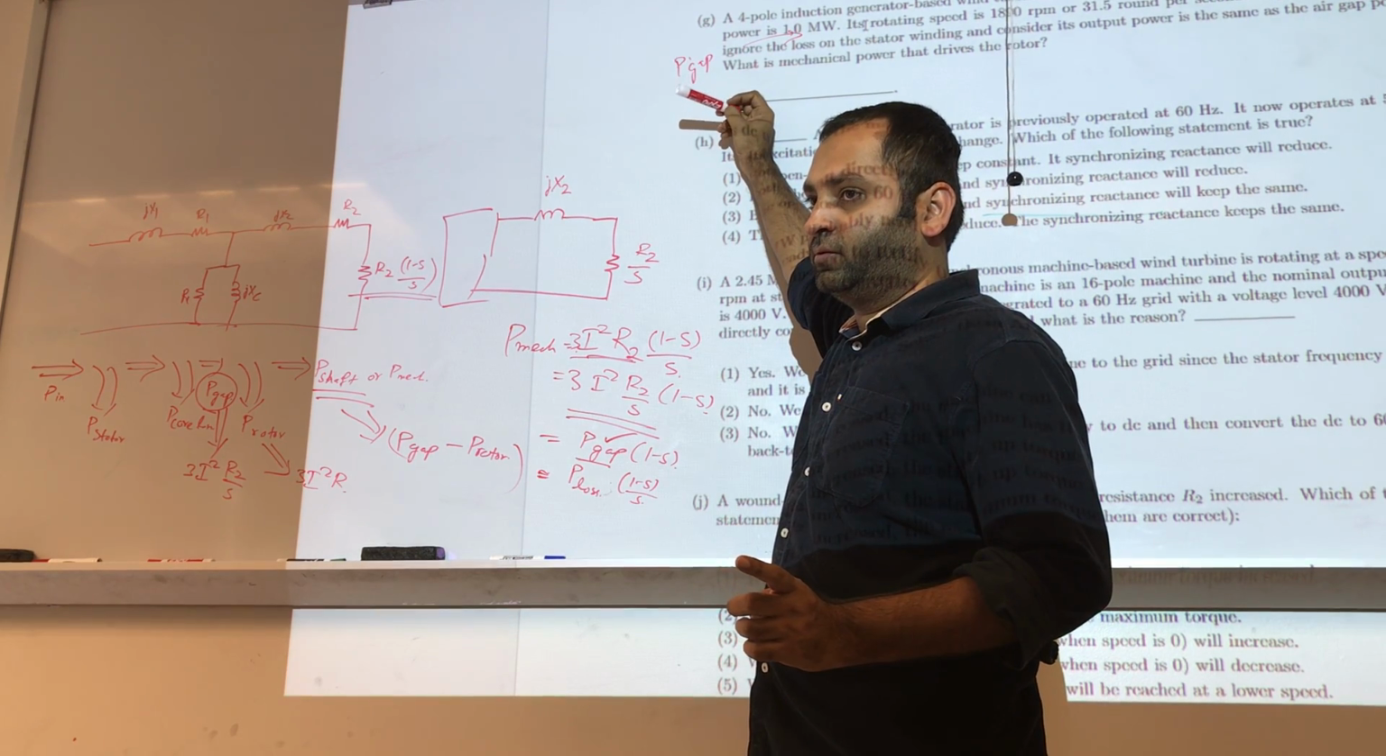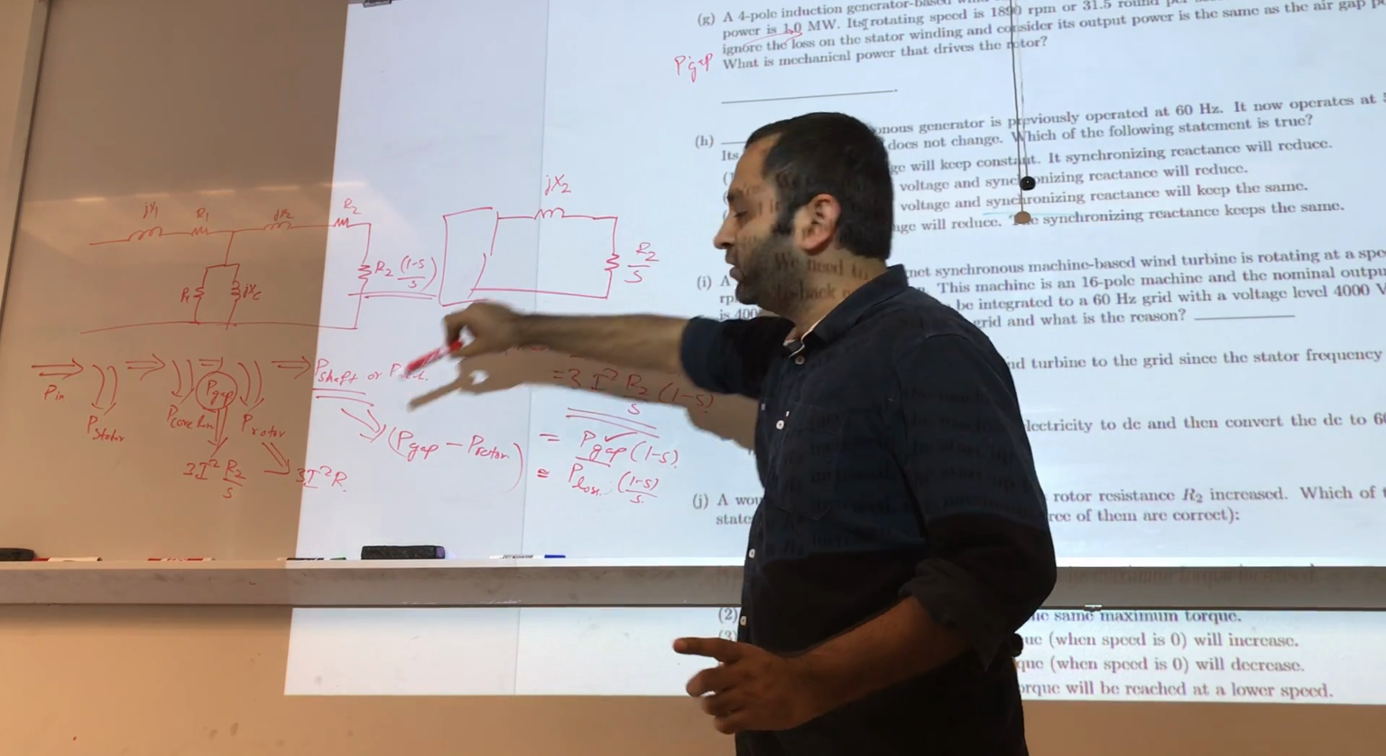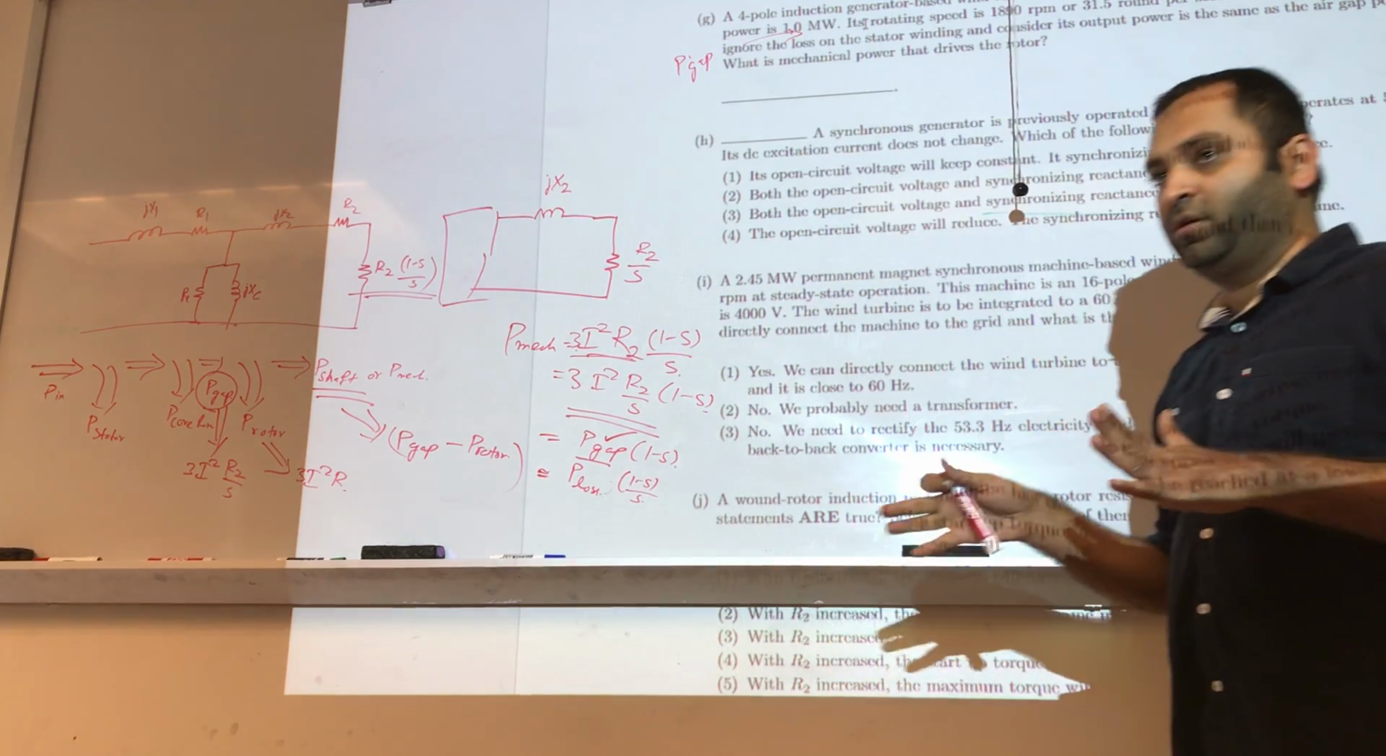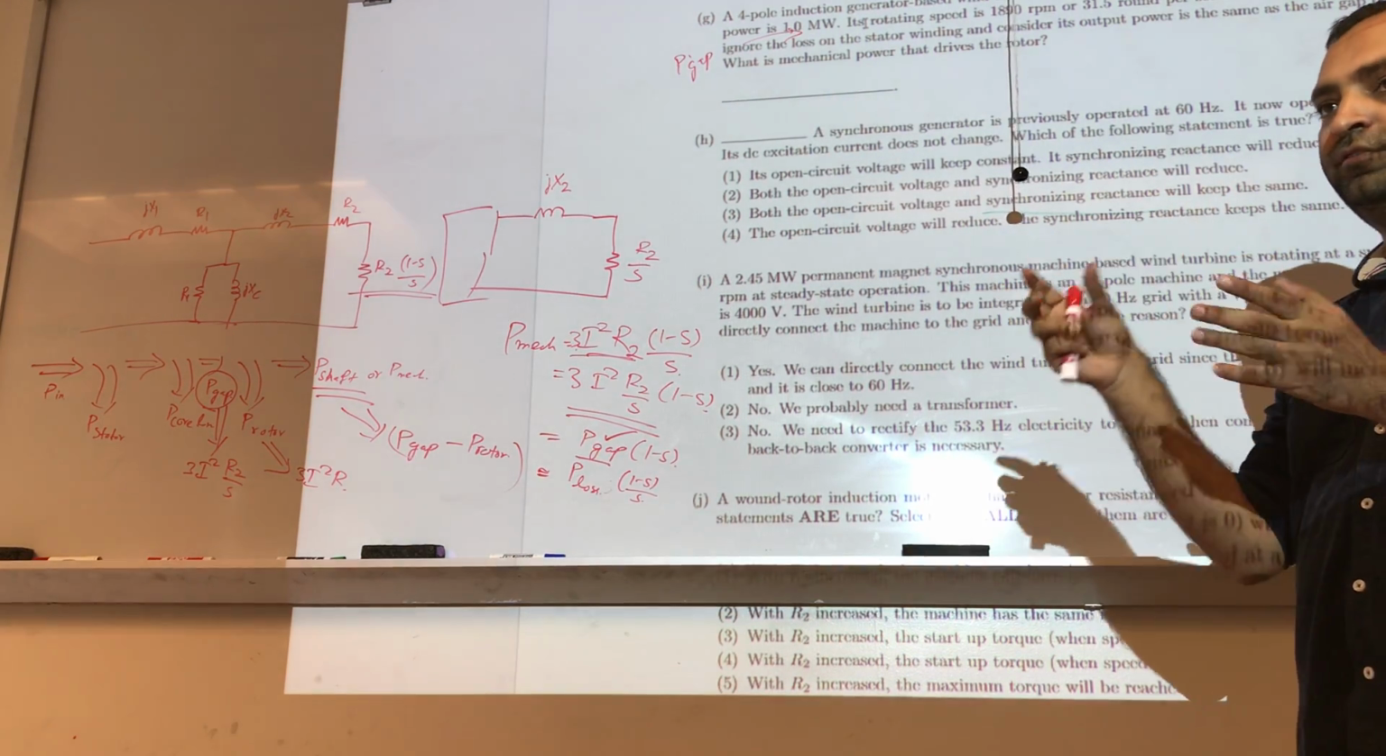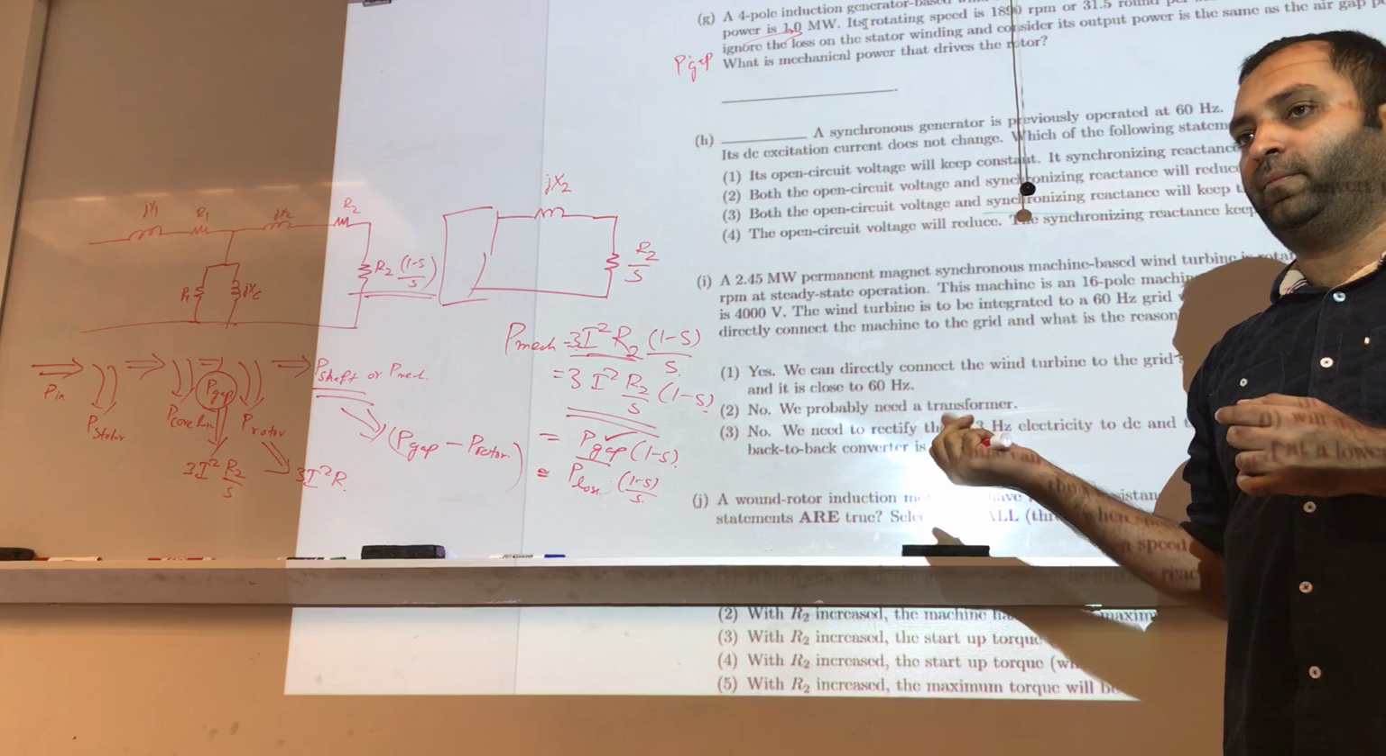When is it equal to P shaft then? P shaft is not the output power, it's the total power. So when you remove the loss from P shaft, you'll get the air gap power. Okay.